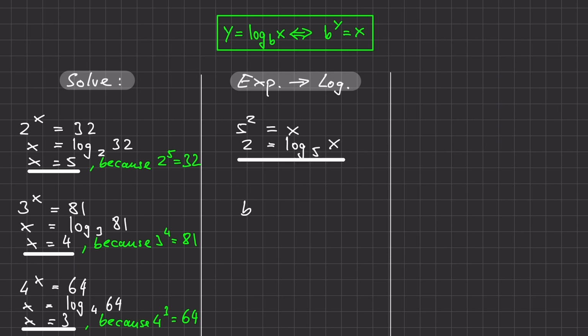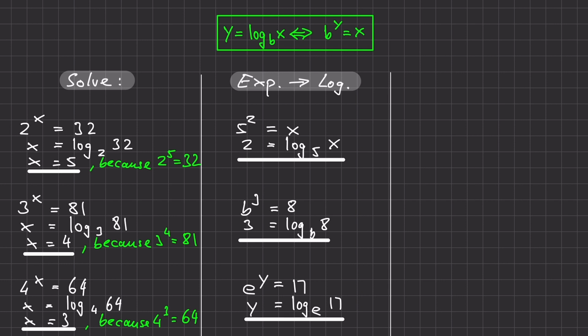What about b cubed equals 8? How can we change this exponential form to logarithmic form? Like in the previous example, the exponent comes down and is set equal to log base b of 8. Let's convert e raised to the power of y equals 17 to the logarithmic form. The exponent comes down and is set equal to log base e of 17.